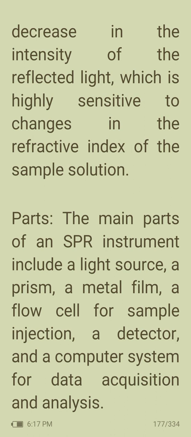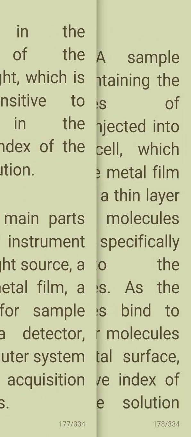The main parts of a surface plasma resonance instrument include a light source, a prism, a metal film, a flow cell for sample injection, a detector, and a computer system for data acquisition and analysis.